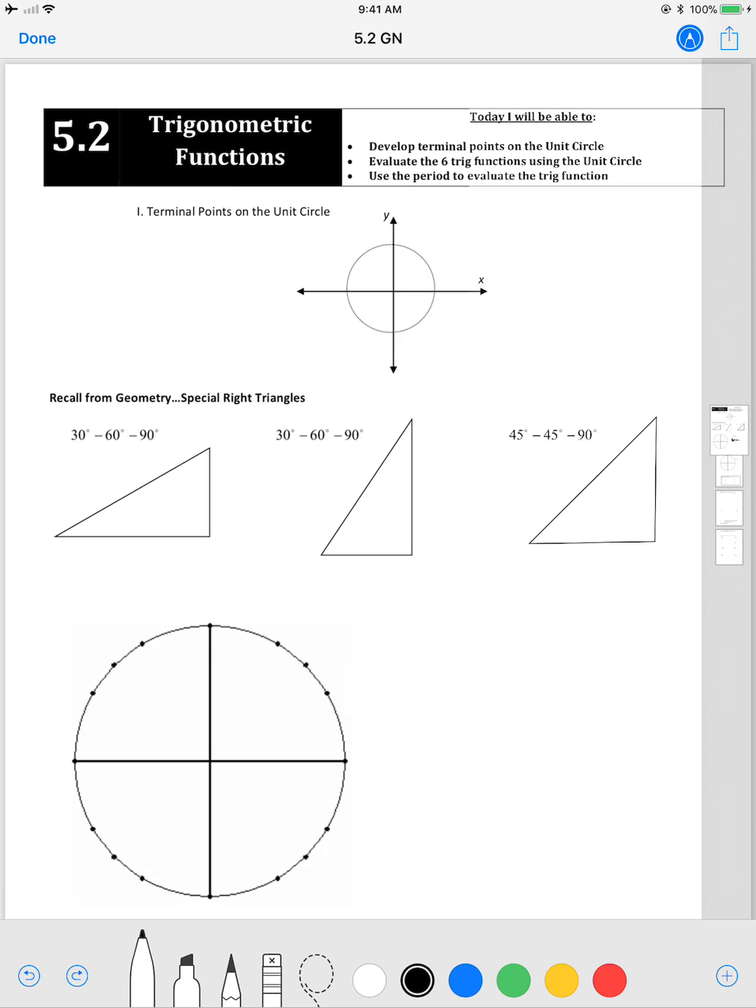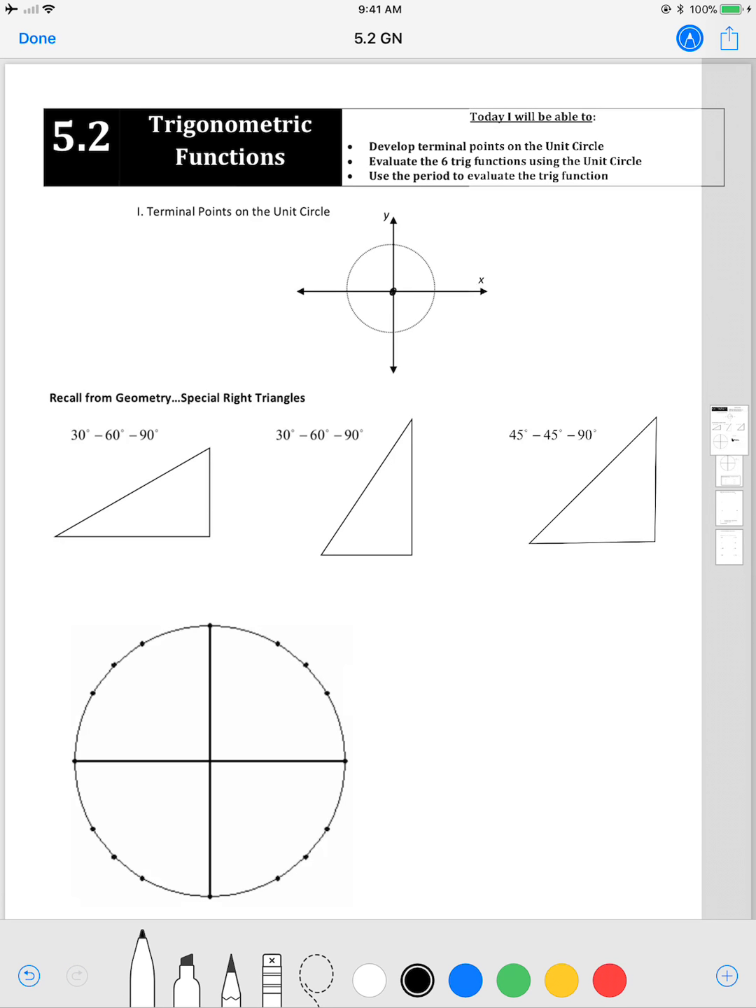So 5.2 is all about finishing the unit circle and then using the unit circle to evaluate the 6 trig functions. So we're going to start by finishing up the unit circle. And we're going to start by looking at special points on the unit circle. So first, here is the unit circle.